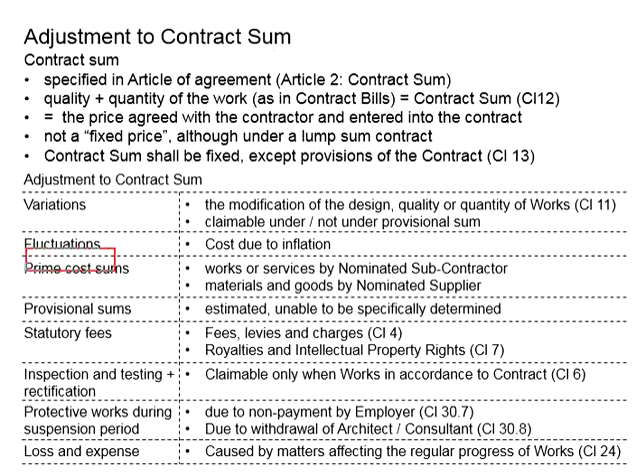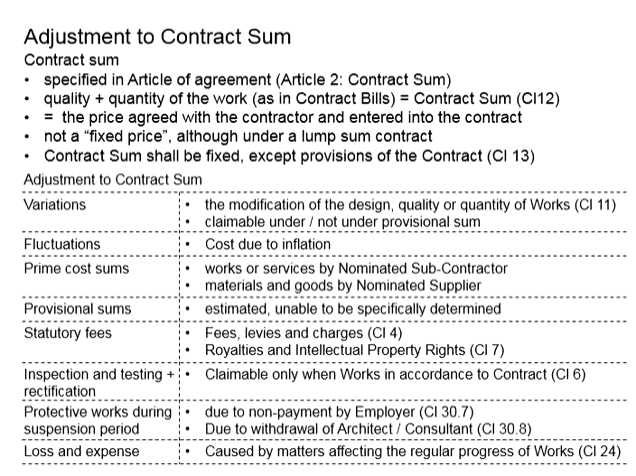Next is about the prime cost sum. The prime cost sum is related to the cost due to the work or services done by the nominated subcontractor, and also due to the materials and goods supplied by the nominated supplier. These nominated subcontractors and nominated suppliers are the persons nominated by the employer, assisting the contractor to carry out his work.